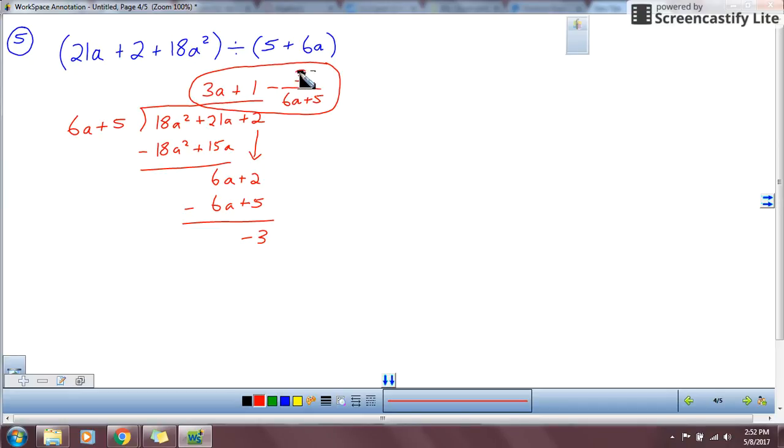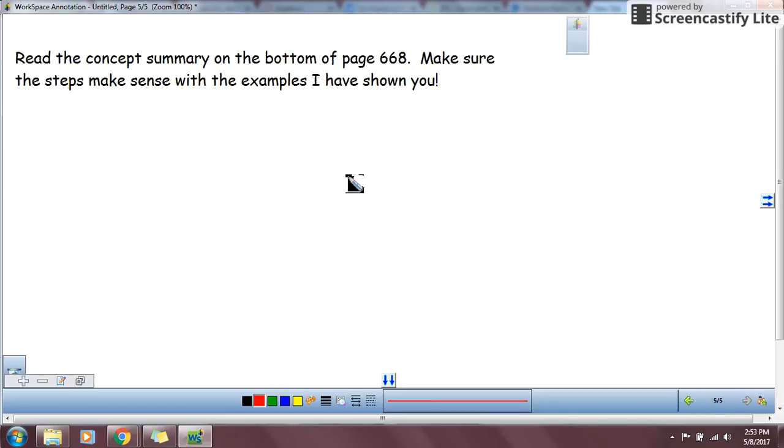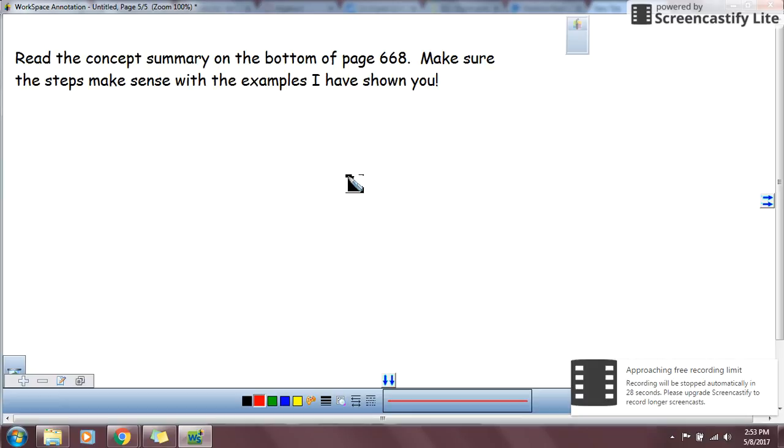We look at our first term. 6 times what would give me 18? 3. A times what would give me a squared? I need an extra a. Right? So 3a times 6a would give me 18a squared. 3a times 5 would give me 15a. When I subtract those, these ones cancel. 21 minus 15 is 6a.